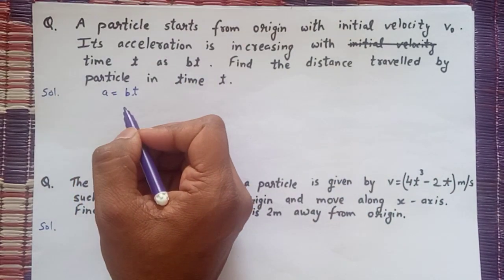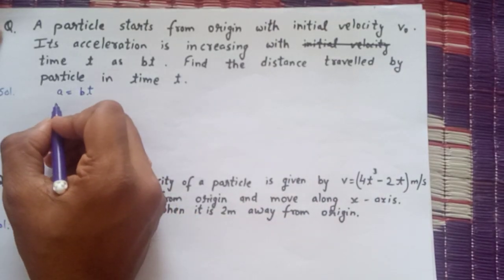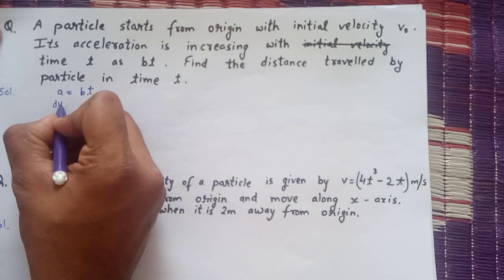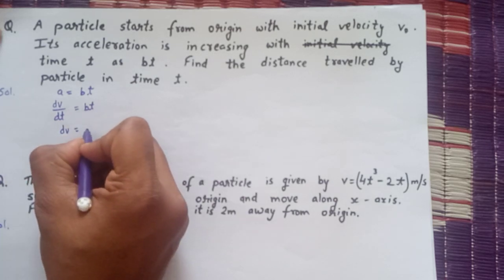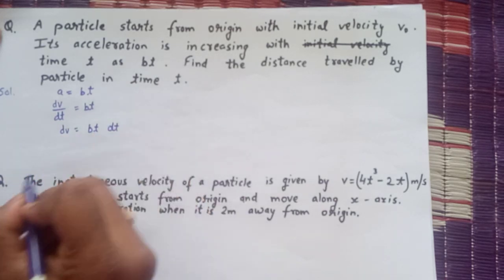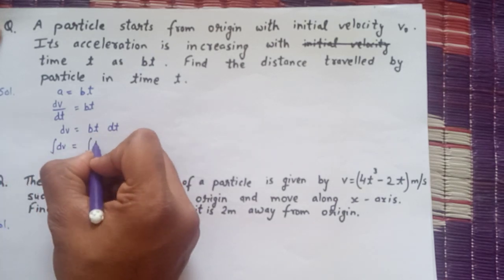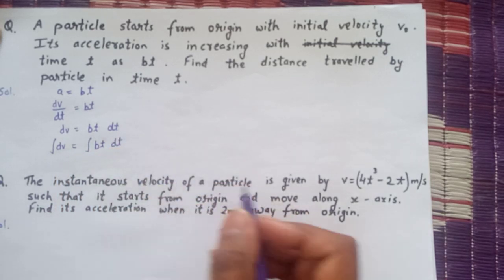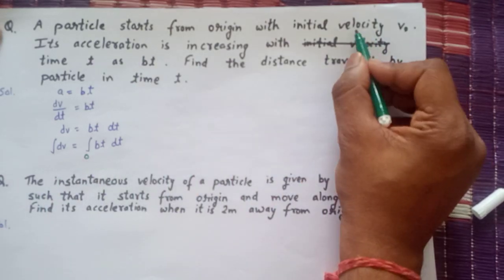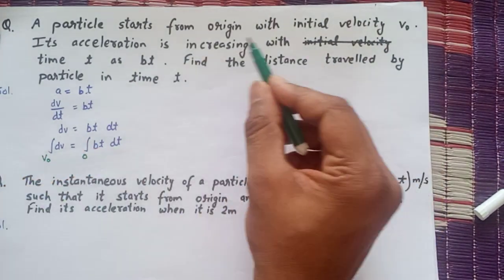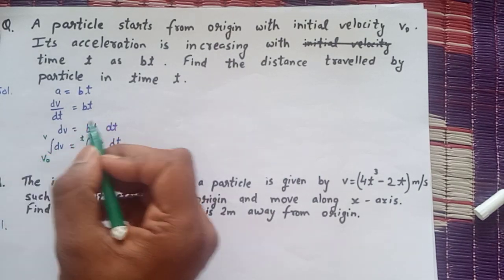If a is equals to bt, then this is acceleration. Acceleration can be written as dv by dt is equals to bt, and dv will be bt dt. Now taking integration on both sides, integration of dv, integration of bt dt. Now putting the limits, when the time is 0, initially the velocity is v0, and when the time is final time, that is t, then let the velocity become v.